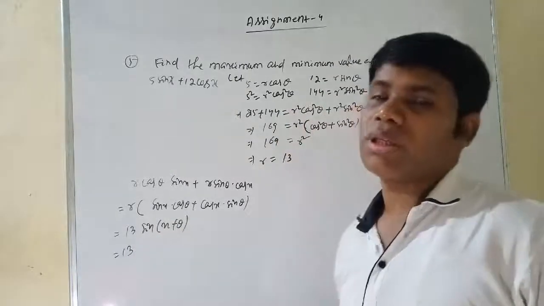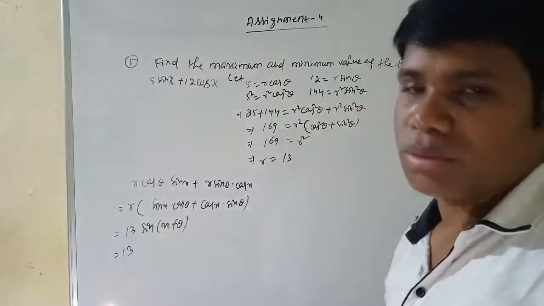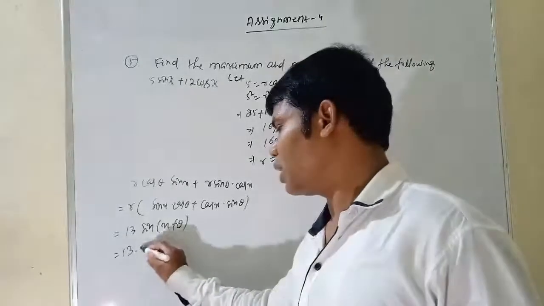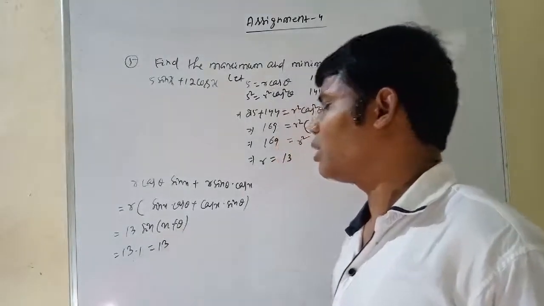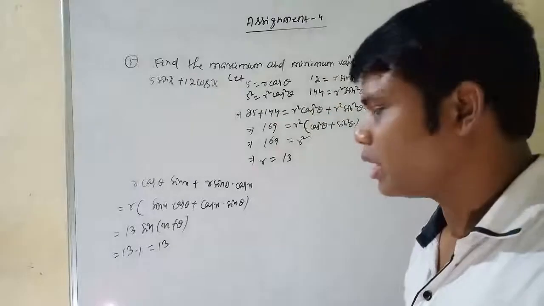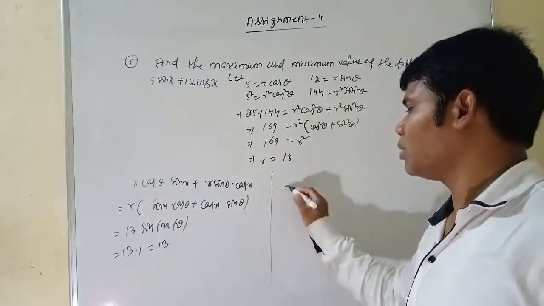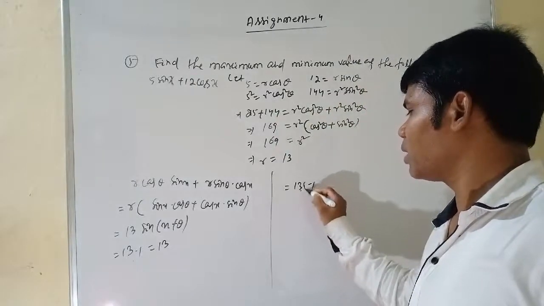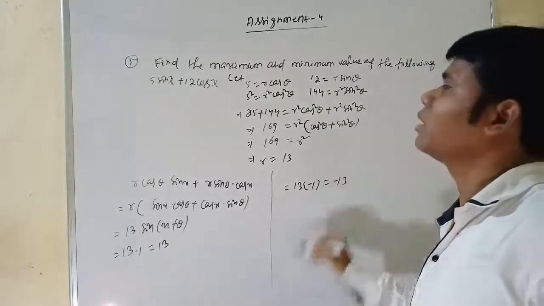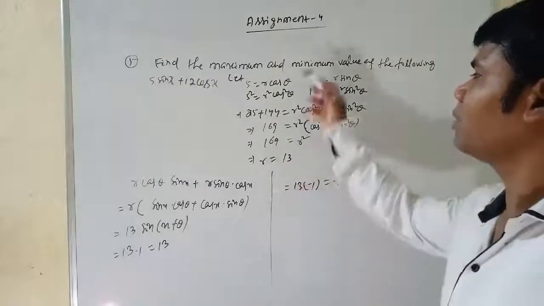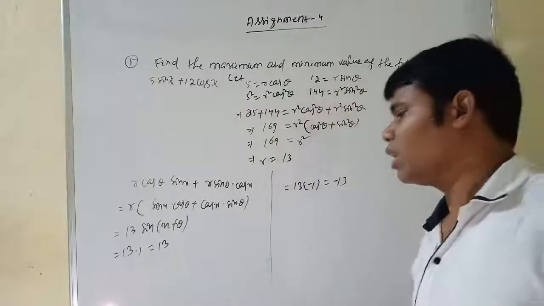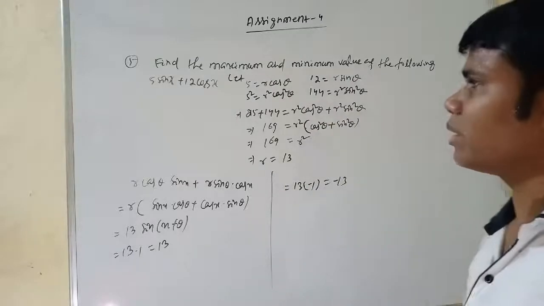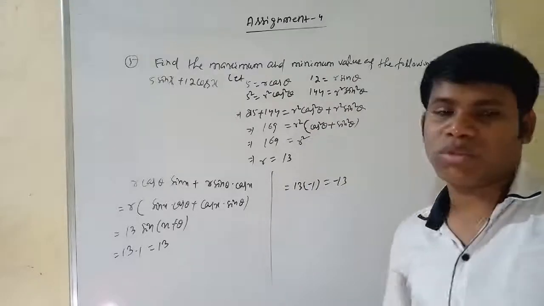You know the maximum value of sin theta is equal to 1. So 13 into 1 is equal to 13. Okay, and the minimum value of sin theta is equal to minus 1. So it is equal to 13 into minus 1 is equal to minus 13. That means the maximum value is equal to 13 and the minimum value is equal to minus 13. Pause the video, note it down.